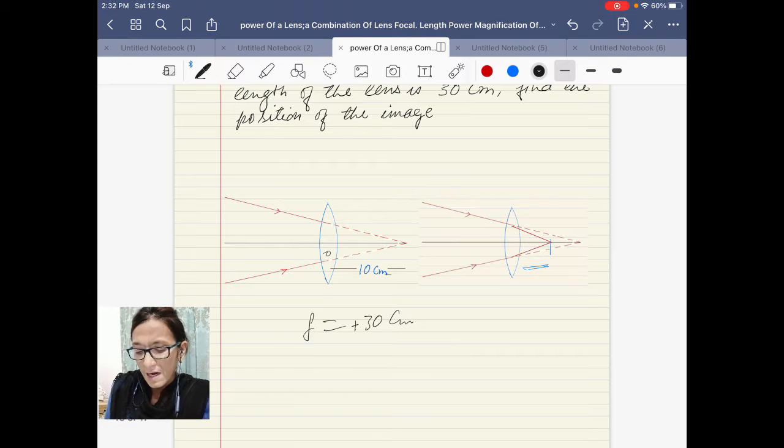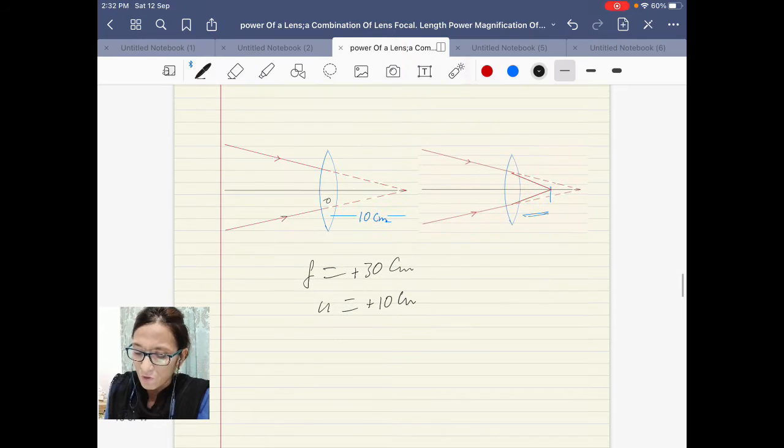So when rays are converging, then such object is virtual object and its distance can be obtained. Object distance can be obtained from the point where the rays have converged on the principal axis. From this point up to optical center, this distance is called object distance. So u is equal to 10 centimeter and here object distance is positive.